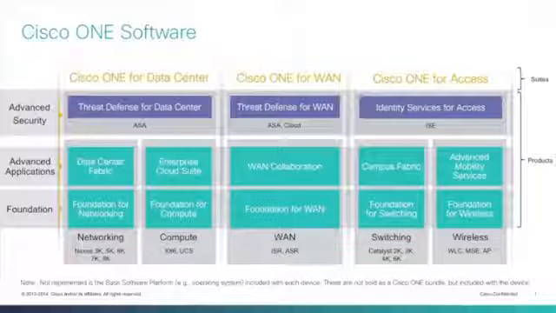So if you're buying a Nexus switch, 3 offers. There's a foundation for networking, the data center fabric, and then there's this threat defense for data center overlay delivered on an ASA platform. If you're buying a Catalyst switch, 3 offers. There's a foundation for switching, a campus fabric, and then an identity services for access security overlay. So what we've done here is we've really simplified the model and moved from having a lot of different features to really 3 offers in each domain.